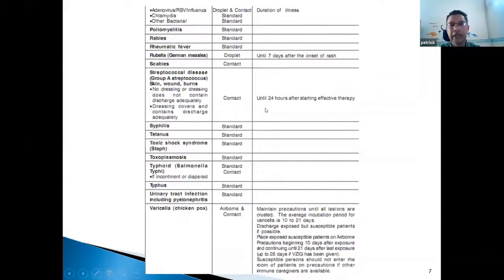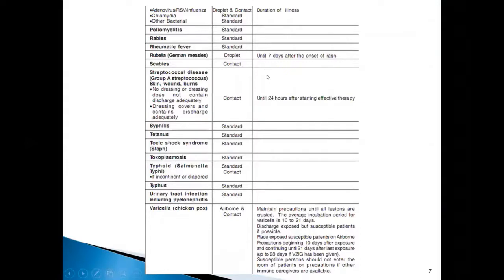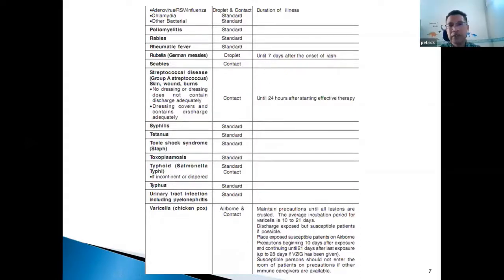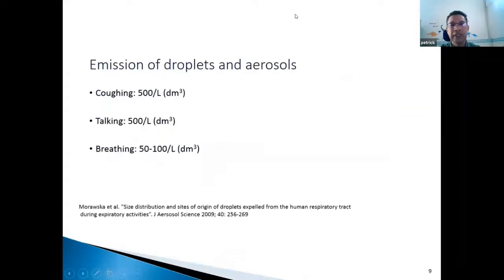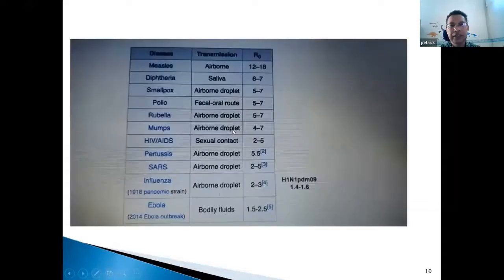Okay, just to show you the variety of microorganisms and the precautions that we need to take to reduce transmission from patient to patient, patients to healthcare worker, and even healthcare worker to patients. Okay. I think this is some data showing microorganisms in the air, in terms of bacteria, viruses, pollen, spores, and algae, which I won't touch on because the previous speaker had mentioned it. And this is how we transmit even from breathing. Some people don't believe that breathing can transmit aerosols and droplets, but it does, although less in terms of velocity.